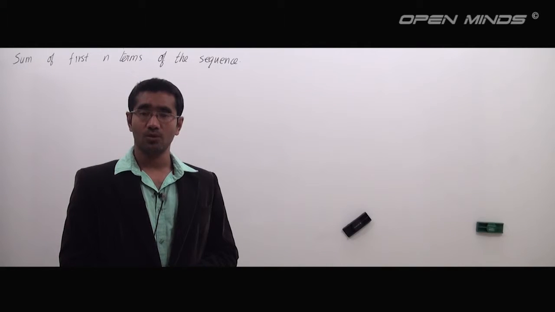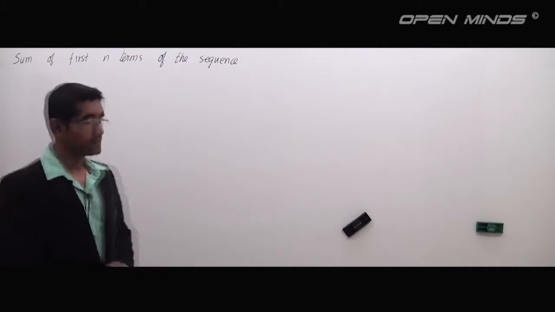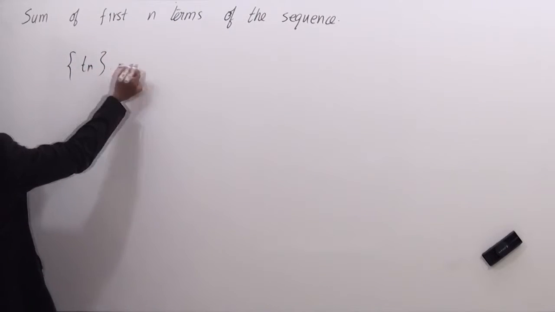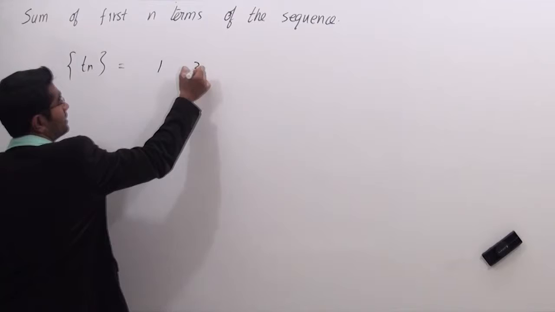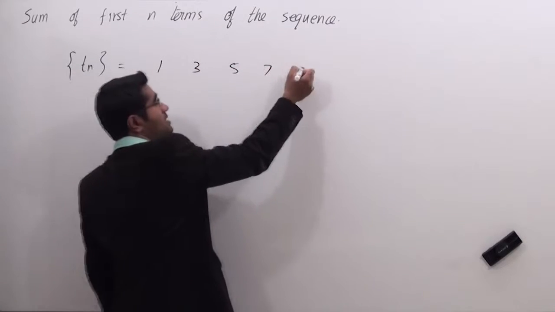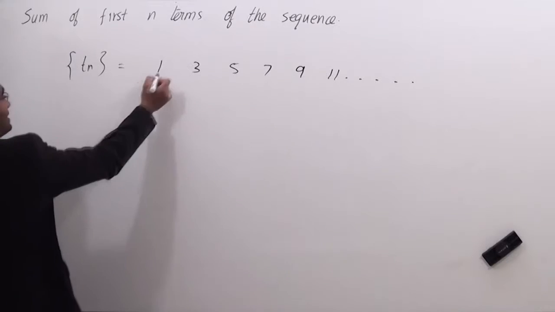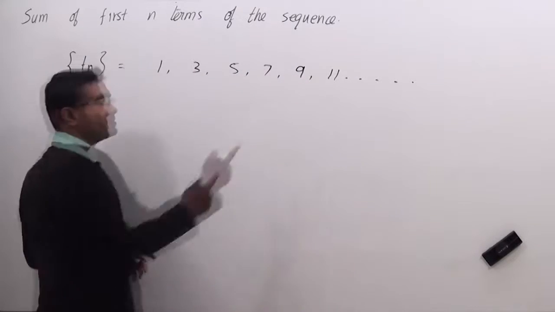Now this topic, let's talk about the sum of n terms of a sequence. We know that this is given as the sequence, right? Let's say the sequence has 1, 3, 5, 7, 9 and 11. That goes like that. All right, so when I say Tn, what do you mean by that? There are n terms in this.